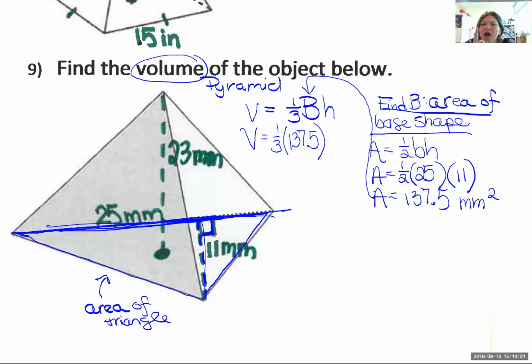But careful, now I'm finding the volume of the pyramid. So now I want the height of the pyramid. How tall is the pyramid? 23. 23 millimeters. The height of a 3D shape goes from the base to the tip similarly, but through that 3D shape. Okay, and I'll plug it all into my calculator again. I'll do 1 divided by 3, open up parentheses and put in that 137.5, close parentheses and put in that 23. And I don't know why I wrote the millimeters there. It doesn't matter if you do, but I don't usually do it. So I get 1,054 point a lot of numbers.